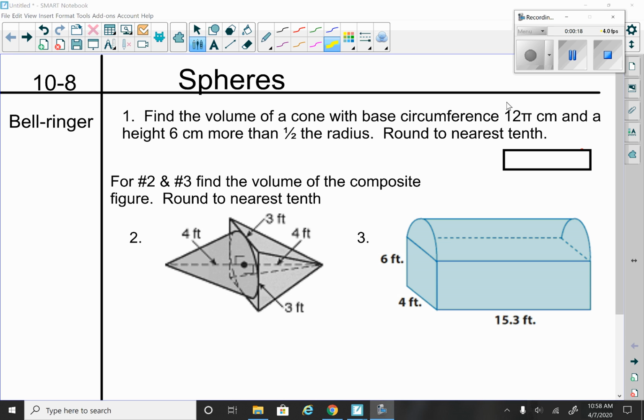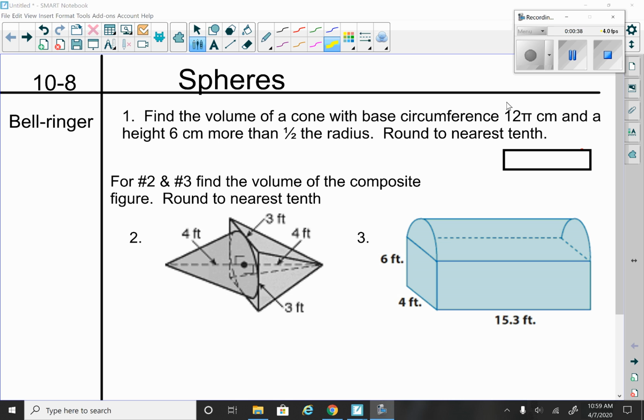So the first one says find the volume of a cone with a base circumference of 12 pi and a height 6 more than half the radius. So you're going to use that base circumference of 12 pi to figure out what the radius is. Once you figure out the radius, then you know the height is 6 more than half of that, and then find the volume of that cone.